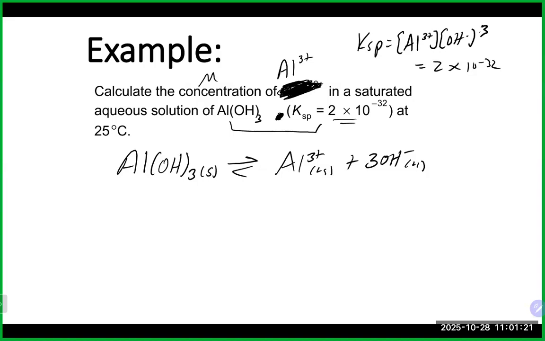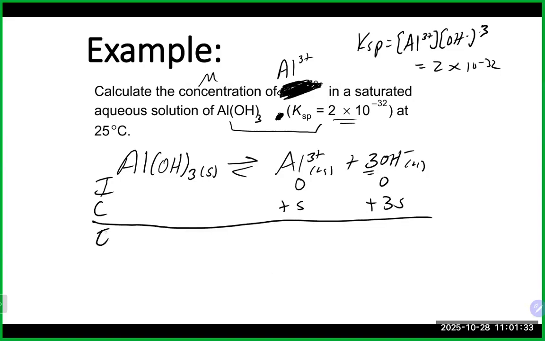Doing our ICE table here, we're going to get 0 and 0. The change is going to be plus S, and once again plus 3S for our coefficient. That means we're going to end up with an S and a 3S in this case. Any questions on that? We do have the Ksp value given to us, so we're going to take our equilibrium line and put it back into our Ksp expression.